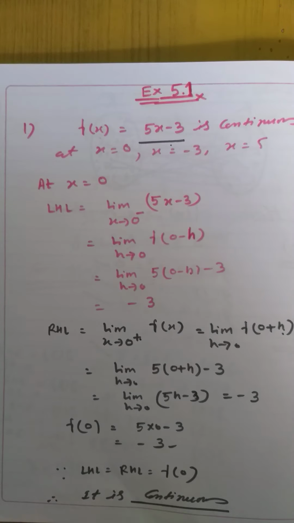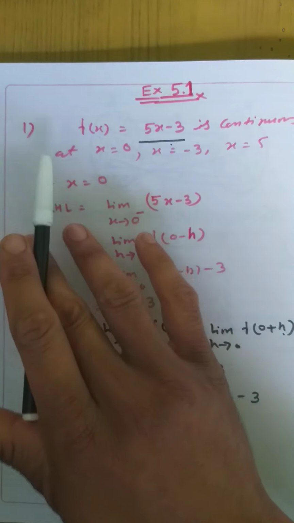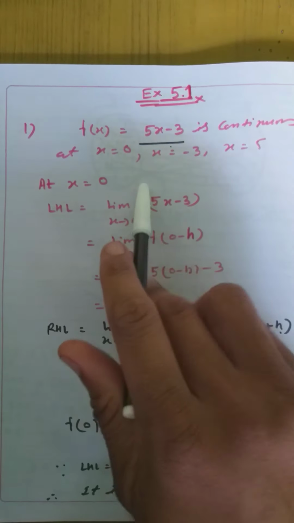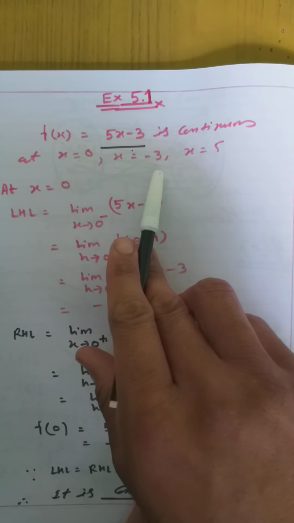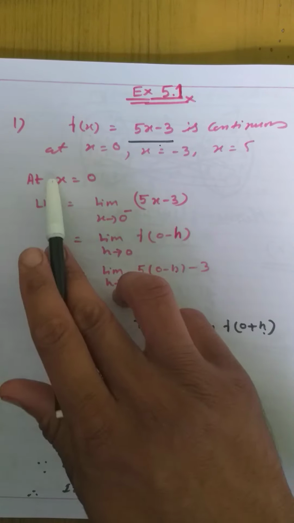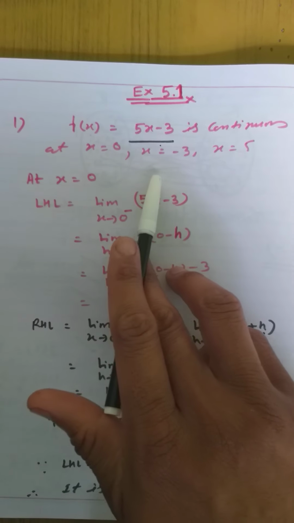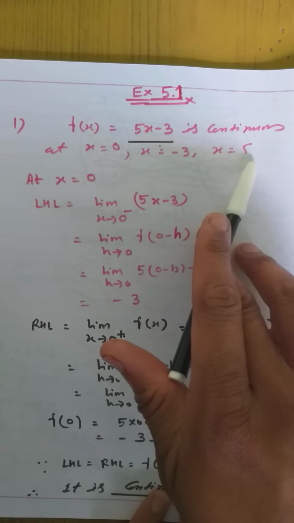And today we will discuss exercise 5.1. Question number first, f(x) equal to 5x minus 3 is continuous at x equal to 0, x equal to minus 3, x equal to 5.